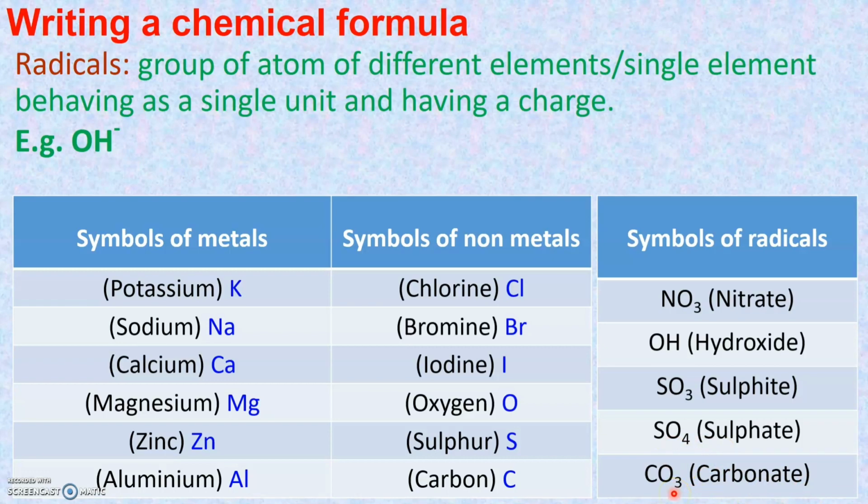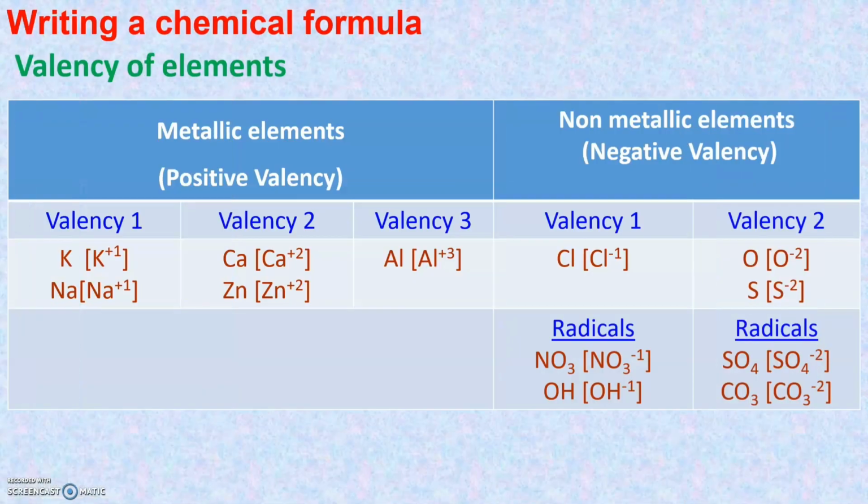Now we will see the combining capacity or the valencies of various elements. Valencies are of two different types, that is a positive valency and a negative valency. Generally, most of the metallic elements will have a positive valency and non-metallic elements will have a negative valency. For the element potassium, which is a metal, it has got a positive valency and the valency is 1. For the element sodium, which is again a metal, has got a positive valency and it has got a valency of 1.